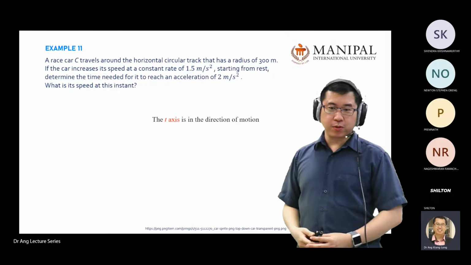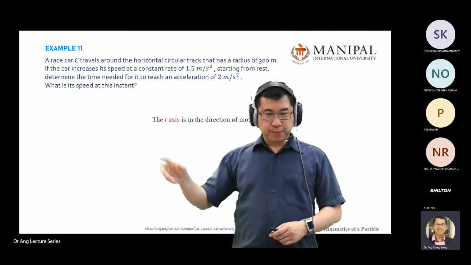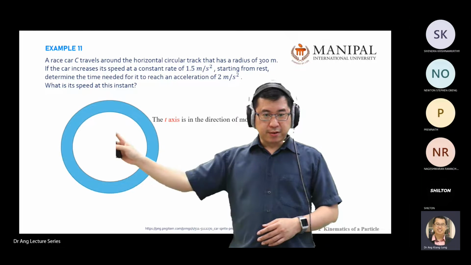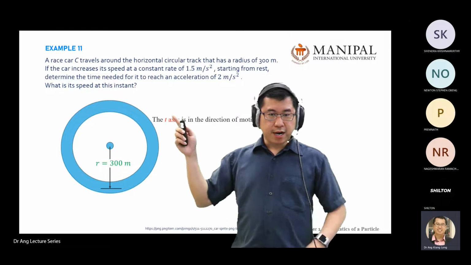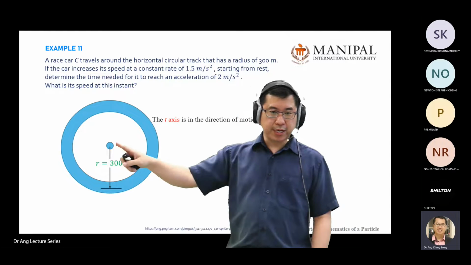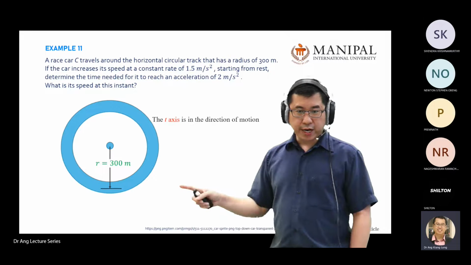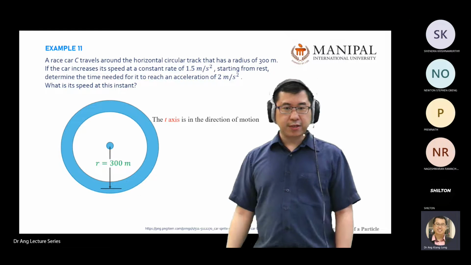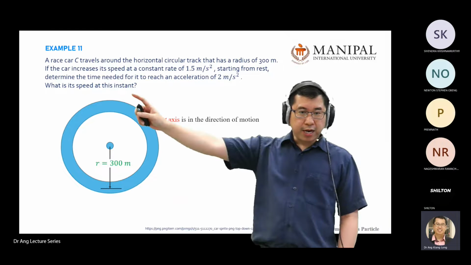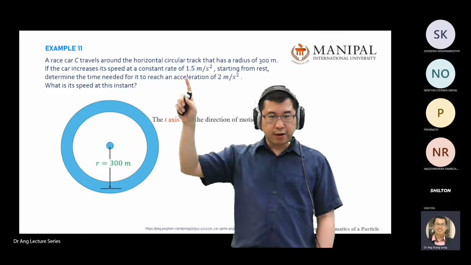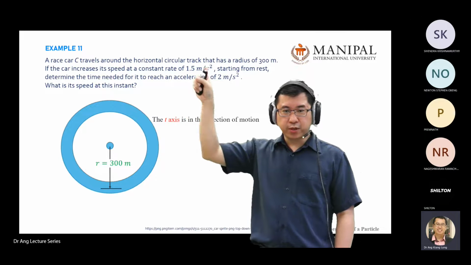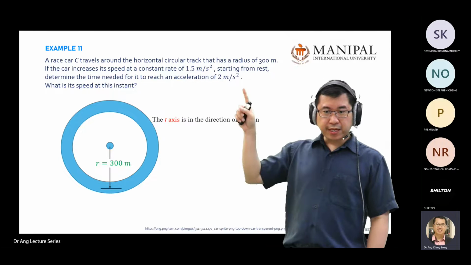Actually, you have the overall diagram. So if you read through, race car C travels around a horizontal circular track. All right, so there's a car traveling in this circle with a radius of 300 meters from the center of the circle track, 300 meters, with the R, and of course there's an equation to find the R. If the car increases its speed at a constant rate of 1.5 meters per second squared, by looking at this unit, you know that this is acceleration, starting from rest.